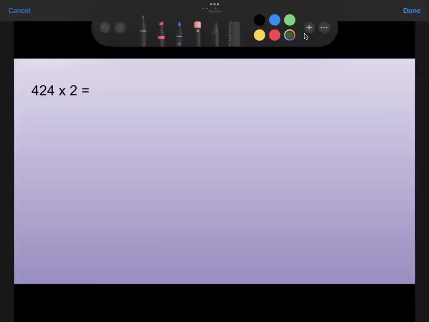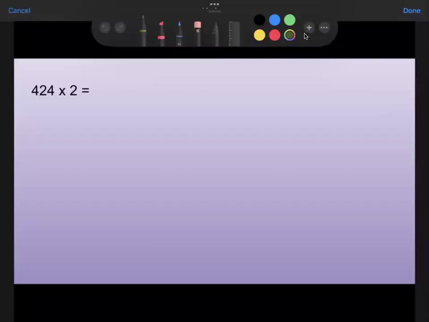Okay, here is our first example that we're going to do together. It's 424 times 2. And I'm going to show you two different ways you can go about this. You can either use what we call the standard algorithm, or you can use something called a box or array method, and I'll show you both of those.